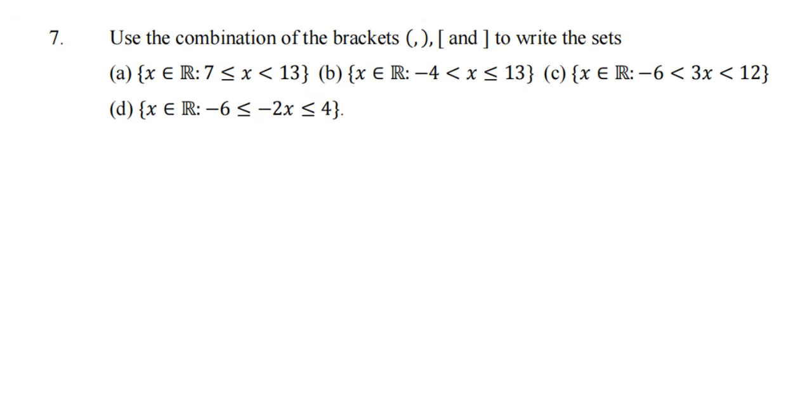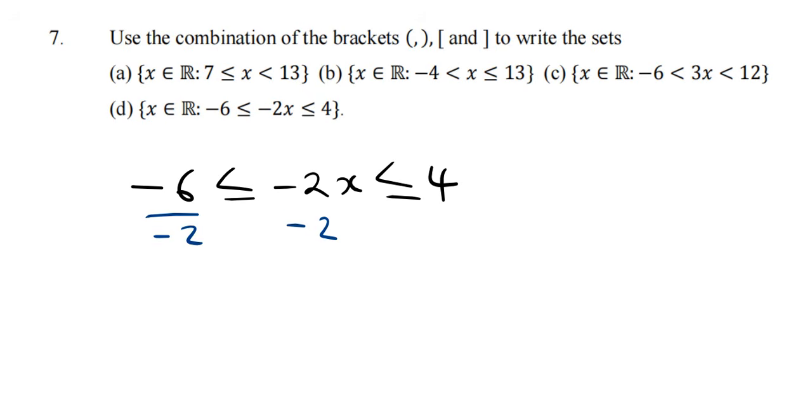Then for D, -6 is greater than or equal to -2x, which is greater than or equal to 4. Likewise, like we did with the previous one, I'm going to divide by -2 throughout. -6 divided by -2 will give us 3.